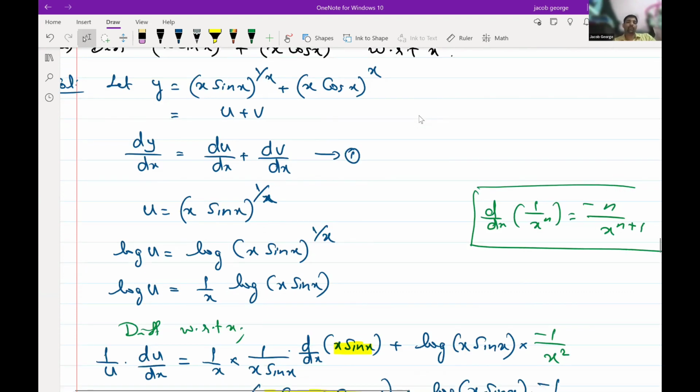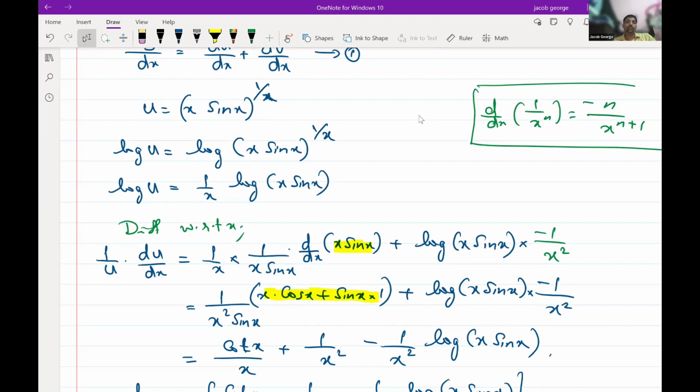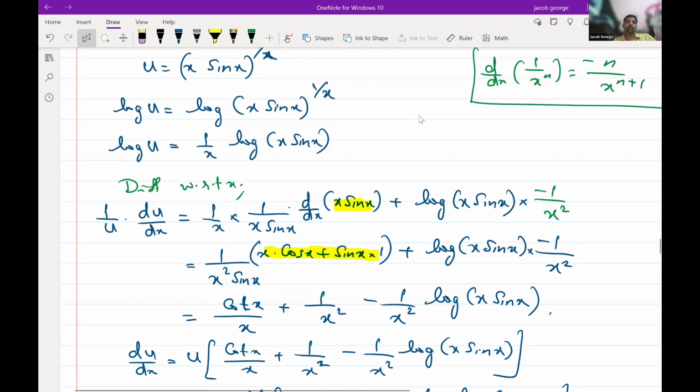Here you have to check when you do du by dx. log u is 1 by x into log(x sin x). Then I applied the product rule. 1 by u into du by dx, right hand side, 1 by x into derivative of the second. Derivative of log(x sin x) is 1 by (x sin x) into d by dx of x sin x, plus log(x sin x) into derivative of 1 by x, that is minus 1 by x square.